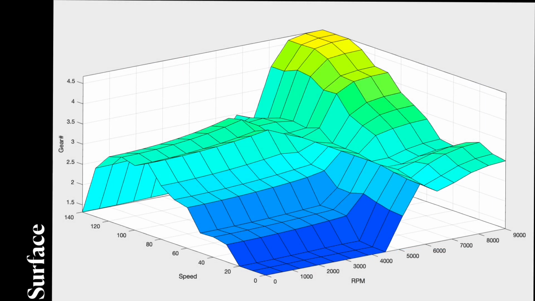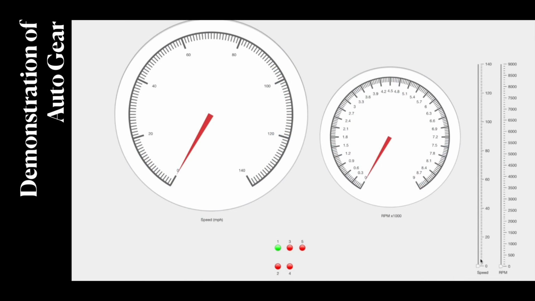This is the surface plot describing the gear number as a function of RPM and speed. In this video, we have demonstrated how varying the RPM and speed results in different gear numbers. The gear number to be selected is shown by the green lamp at the bottom center.